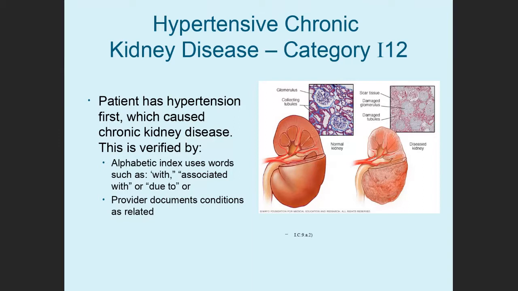So category I12 is used for patients with hypertension and chronic kidney disease. I11 was heart disease, I12 is kidney disease. Again, the alphabetic index will use words such as with, associated with, due to, to indicate that there is a relationship, a cause and effect between the hypertension and the kidney disease. The patient had hypertension first, and because of that, developed the chronic kidney disease. The provider may just simply document that they are related. In that case, you use a code from category I12.